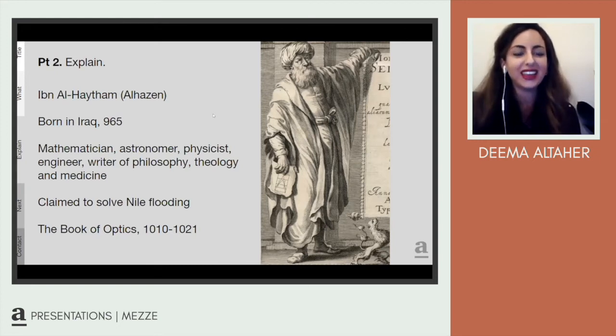One of his claims as this sort of genius engineer was that he could solve a problem people were having in Egypt, where each year the Nile would flood. It was an engineering problem that would ruin the land and crops and everything like that. So he said, I have the perfect solution. He went over from Iraq to Egypt and said, I have the solution, let me work out this problem.